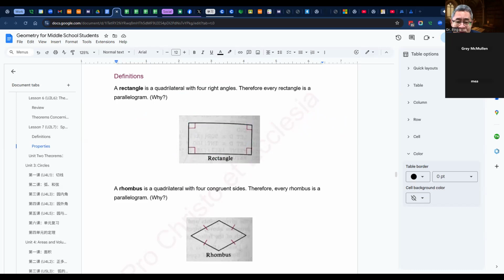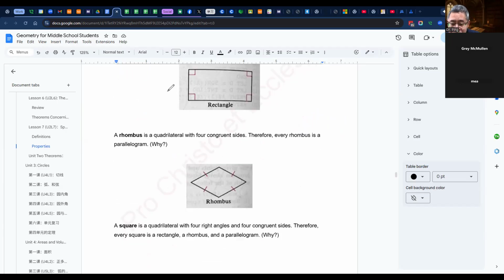Okay, now we look at a rhombus. A rhombus, again, the definition, we go that first. The definition is a quadrilateral, but with four congruent sides. So you can see that this and this, they are congruent. And therefore, the rhombus is a parallelogram. Well, again, when we were learning about parallelograms, we said that in a parallelogram, the corresponding sides are congruent. So we know this side is congruent to this side, and this side is congruent to this side. So therefore, that is a parallelogram.